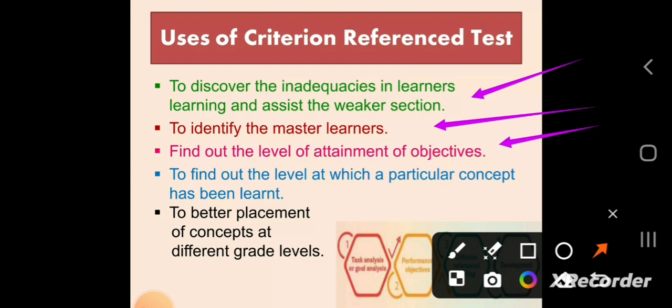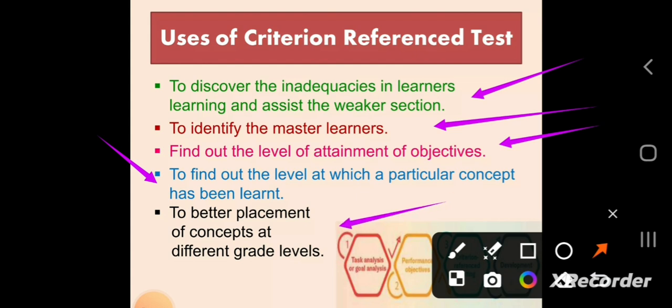Measure the attainment of objectives. These tests are used to determine the extent to which instructional goals have been met by students, allowing for evaluation of both individual progress and group trends. Next, assess conceptual understanding. CRTs measure how well a student has learned a specific concept or skill, making it clear what students know or need to work on in detail.